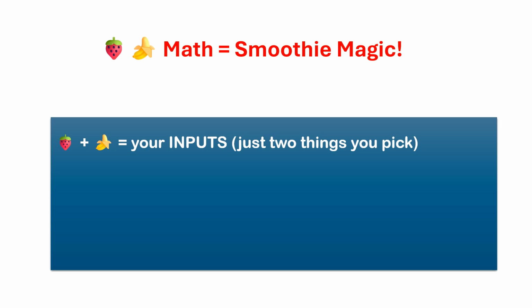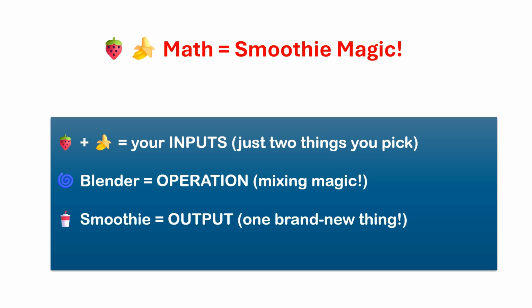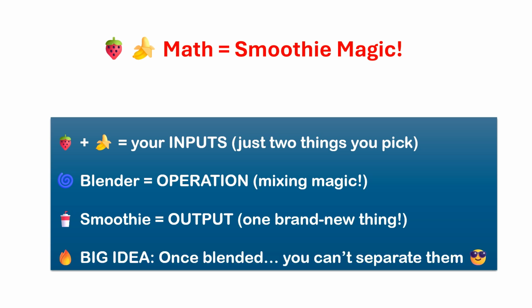So now how is our maths related to this? These two are inputs. The blender works as the operation which does the mixing magic, and the output is the smoothie, which is a brand new thing. So what is the big idea behind it? Once blended, you can't separate them.